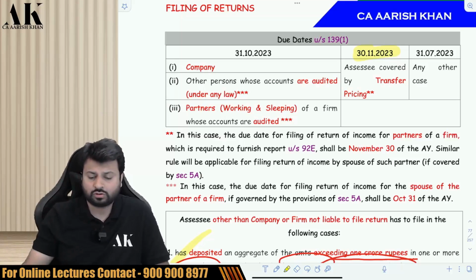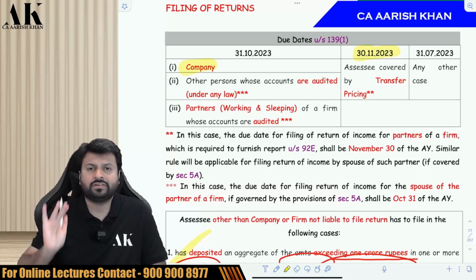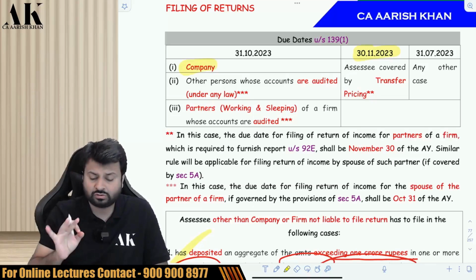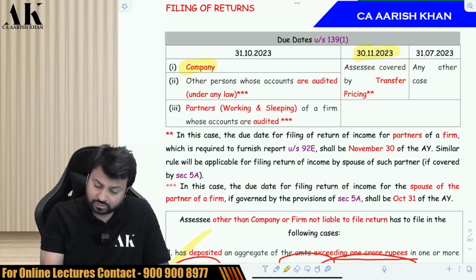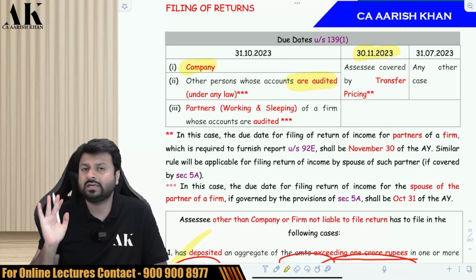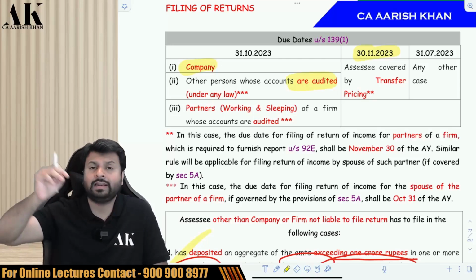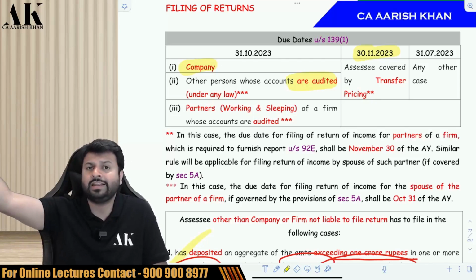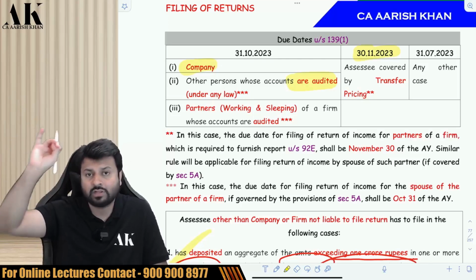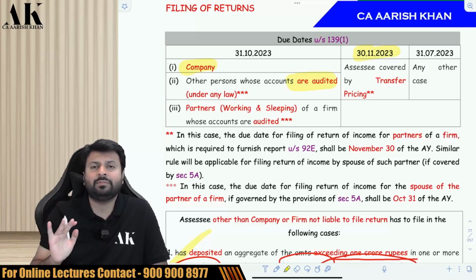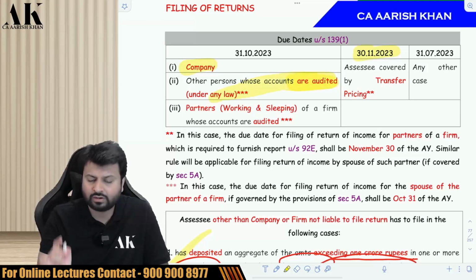What about 31st October? Company will always file on 31st October. Always, always and always company will be filing the return on 31st October only. Other than company, also 31st October if they are liable for audit. If a firm is liable for audit under income tax law or any other law, if a LLP is liable for audit under income tax law or any other law, it doesn't matter, liable for audit under any law, including income tax law. If any person is liable for audit, they will be liable to file the return on 31st October.